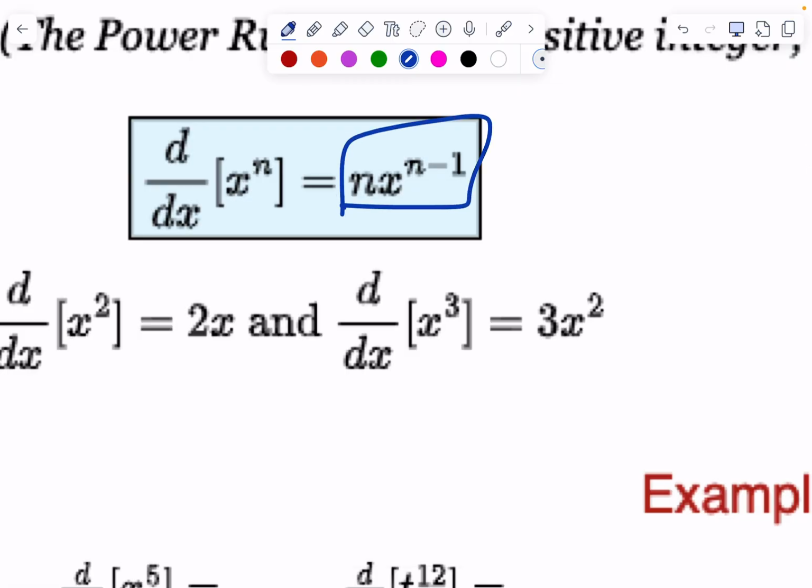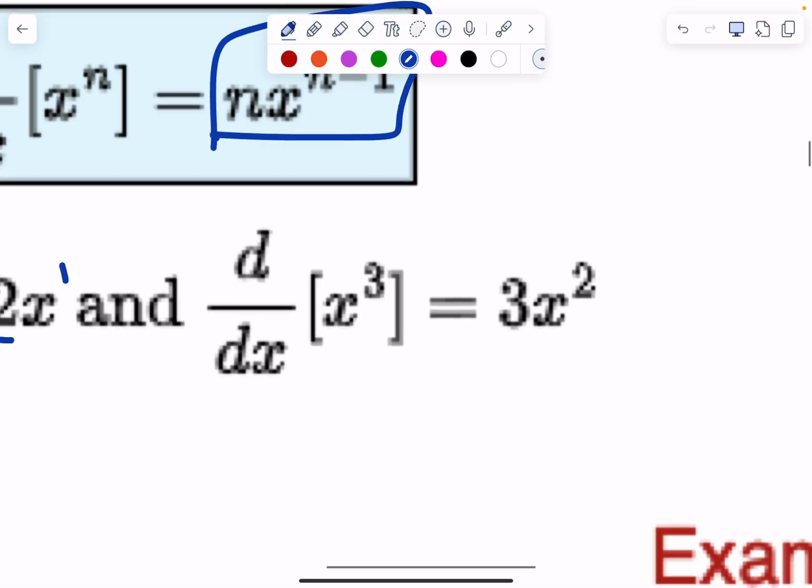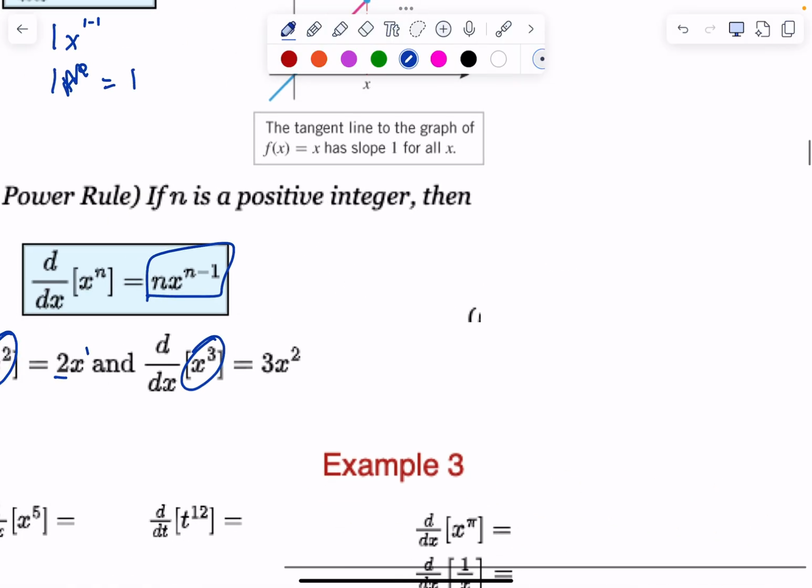Okay, here is the actual power rule. I've been saying that all along. x to the nth is n x to the n minus 1. So the derivative of x squared is 2x to the first power, yeah? The derivative of x cubed is 3x to the second power. Yeah? Do we see how this works?